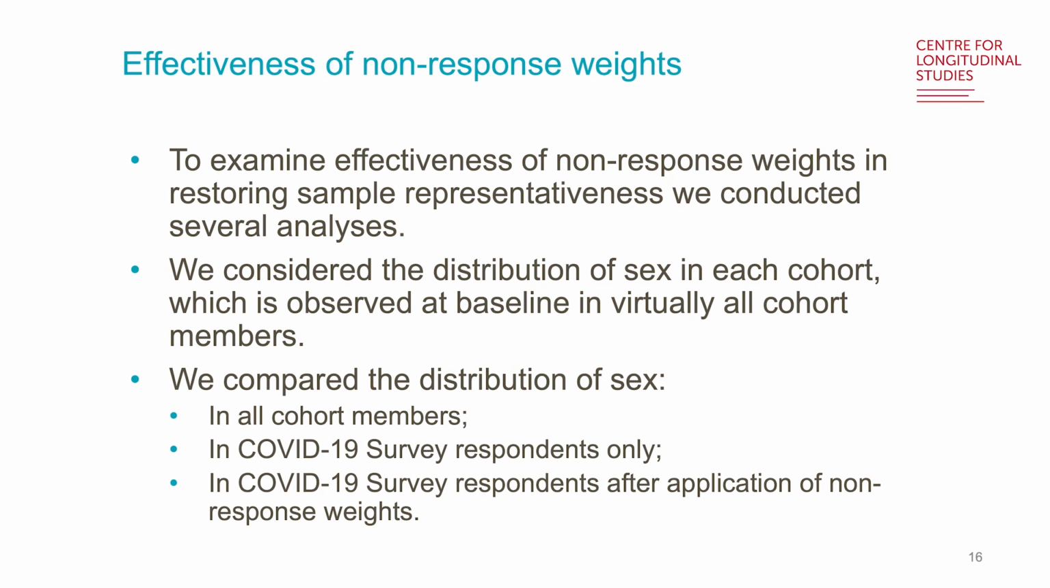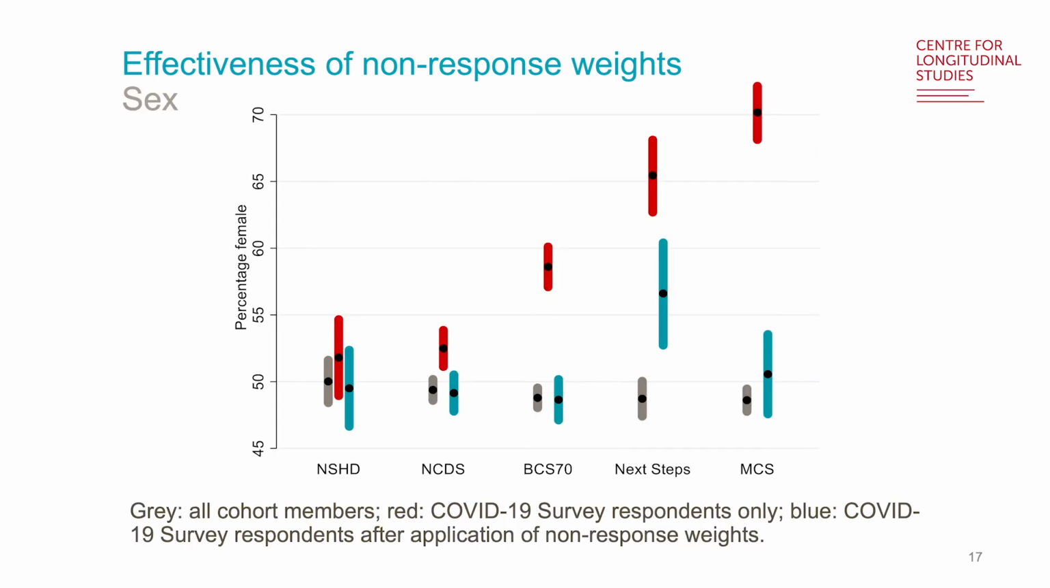So we did this for a number of different variables. If you have a look at the user guide, there's some more results presented there, but really I'm going to concentrate on sex here, which obviously we do observe in each cohort at baseline for virtually everybody. So we looked at the distribution of sex in 3 different ways. First of all, in all cohort members. So this allows us to look at what the true distribution should be within our cohort.